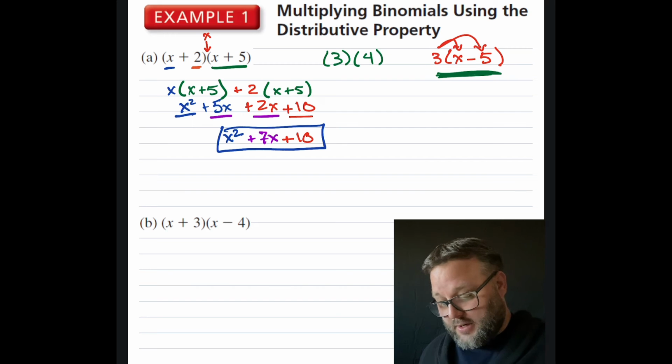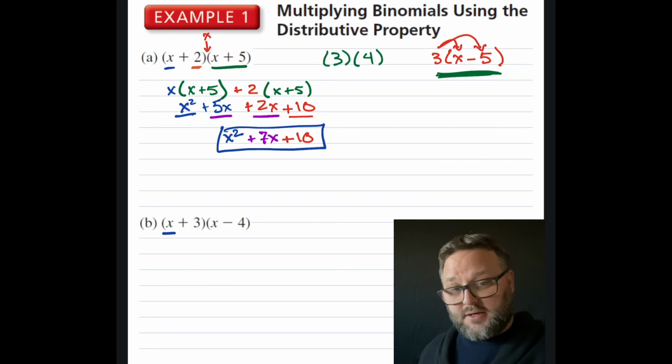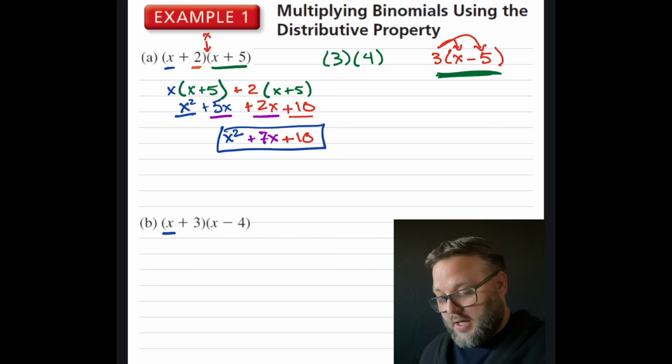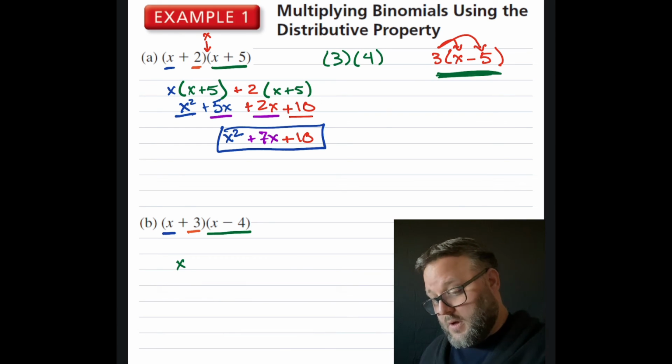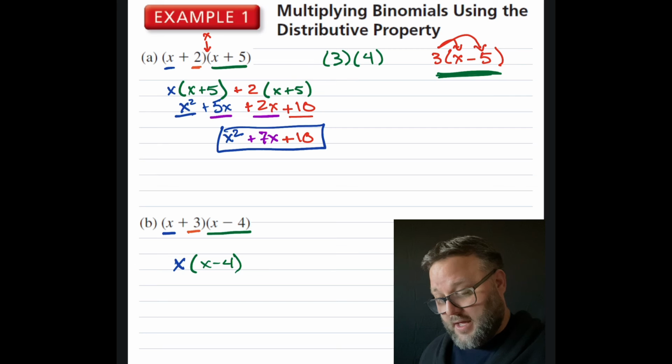We've got another example down here that I can do the exact same thing with. I can recognize there's an individual term. Here is an individual term. And I'm going to multiply it by the entire group. So I get x times x minus 4. And then I'm going to be adding, because I'm adding here, 3. And then I'm going to multiply by that same original group.